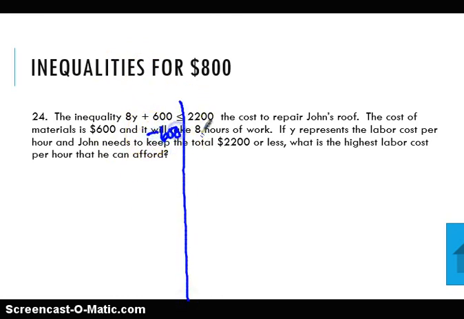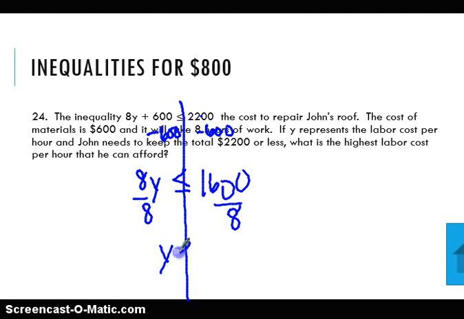So I'm going to subtract 600 from both sides, and I'm going to have 8y is less than or equal to 0, 0 minus 0 is 0, and 22 minus 6 is 16. Divide both sides by 8, and you're going to get, alright, so he needs to spend $200 or less per hour on labor.